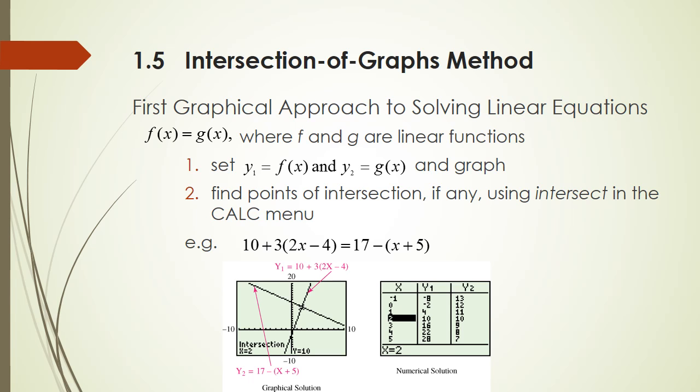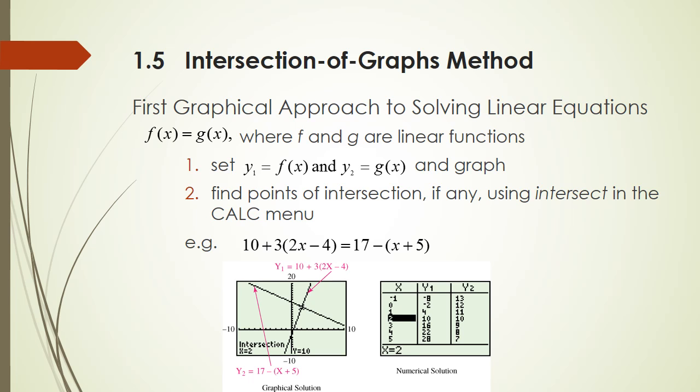Once you have this, you're going to hit the second and trace button, which will bring up the calc menu. Select intersect, move the cursor until it is as close as you can get to that intersection, right on top of it if you can, then hit enter 3 times. You will notice that the answer is displayed at the bottom. As you can see on the left, x equals 2 and y equals 10.